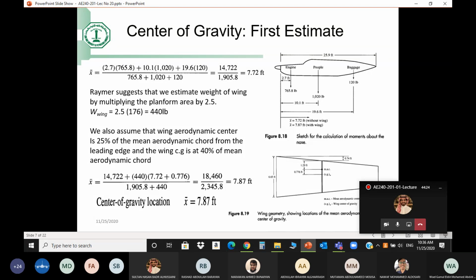What if I have only 2 passengers? Would that change? Yes. What if I have 3? What if I don't have luggage? What if I have full fuel? What if I don't have fuel? All this will change the location of the CG.